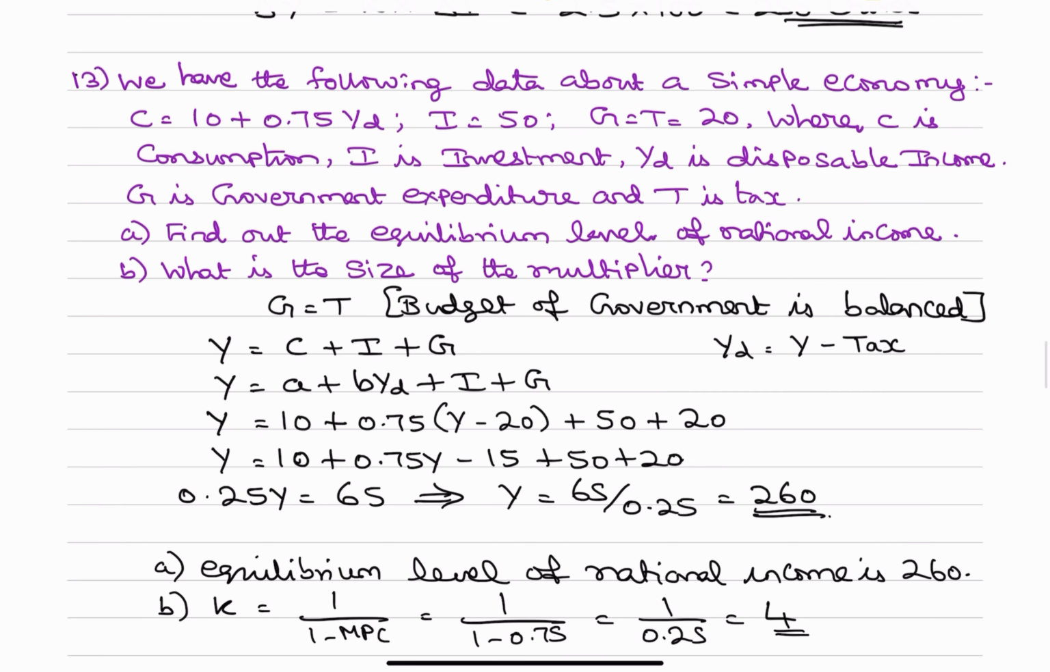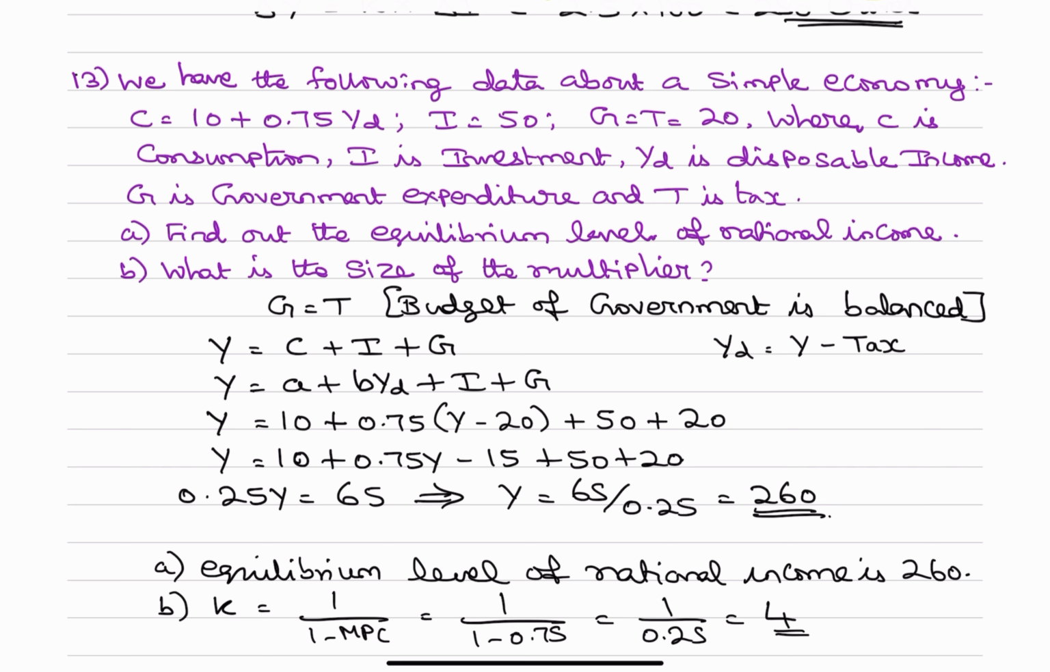13th one, we have the following data about a simple economy. C is equal to 10 plus 0.75 YD. I is equal to 50. G is equal to T, that is government expenditure is equal to tax is equal to 20. Where C is consumption, I is investment, YD is disposable income.